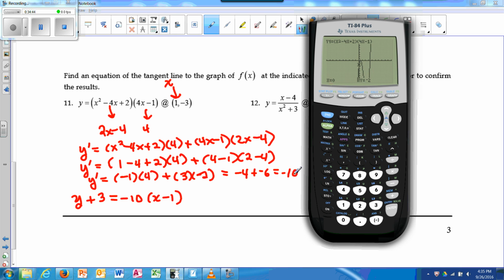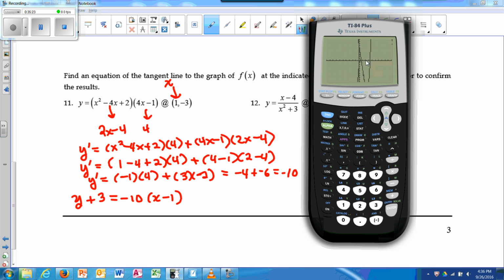Two things I can check though. I can trace and calculate, so second, trace, and notice the sixth option down is dy dx, but it's finding it at 0. That is the default for every new graph. We want to find that slope at 1. So if I type 1 in, there's a little bit of rounding error on my calculator because calculators that are the TI-84 don't have a computer algebra system. They're doing an approximation of the derivative, but we can tell that negative 10 was a good answer.